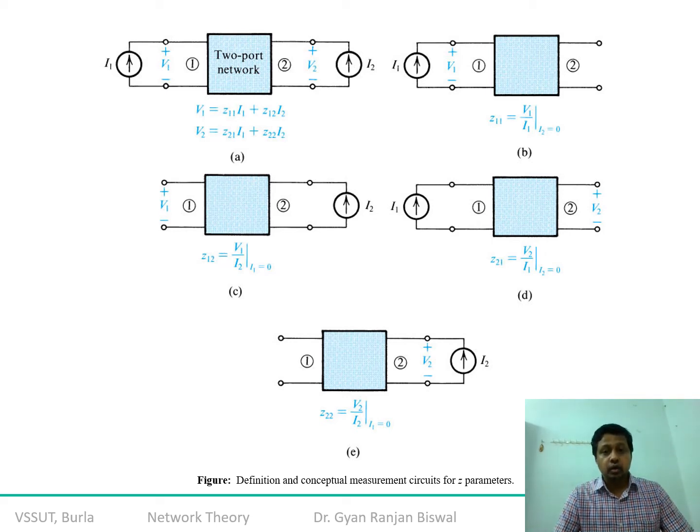It is open circuited, so the amount of impedance you are looking at is because of the output terminal only. And there is a certain amount of impedance being transferred from 2 to 1, which is called Z12. You are studying Z12, transferring the impedance from 2 to 1, always inward, from outer to inward. So that is V1 by I2, by keeping the input terminal current I1 equal to 0, as you can see in this diagram.